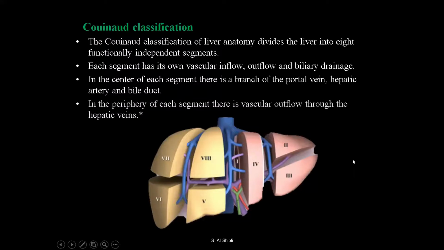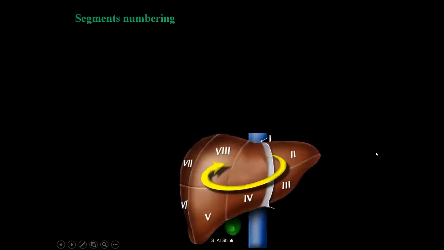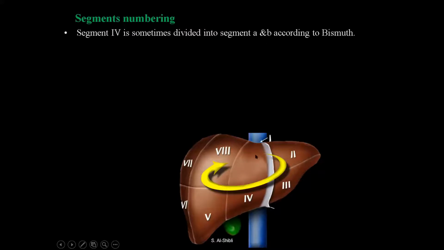And at the periphery of each segment, there is a vascular outflow through the hepatic veins. This is the Couinaud classification, still in the segments. The numbering of the segments is segment 4, sometimes we divide it into A and B. So segment 4A and 4B. And the numbering is clockwise, as you see in this yellow arrow.